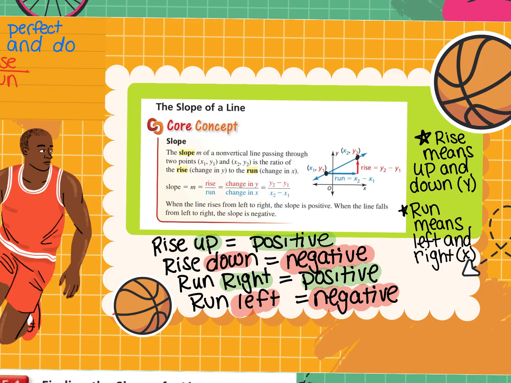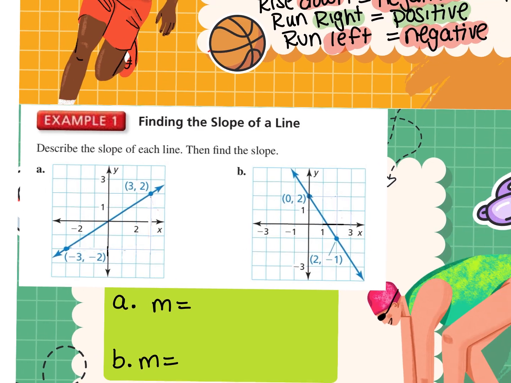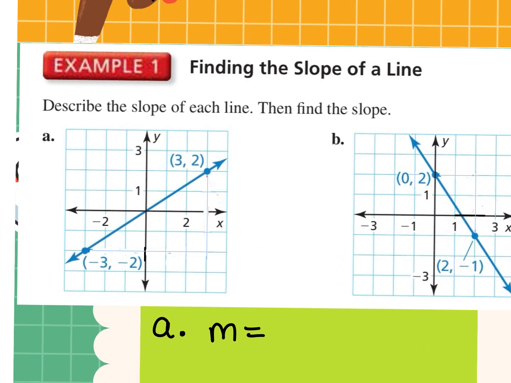Okay? So, if we look at these graphs, part A, find the slope. It says describe. That means the same thing. Describe the slope means is it positive or negative. Right this second, I'm more concerned about this part here that says find the slope. So let's talk about how we find the slope.